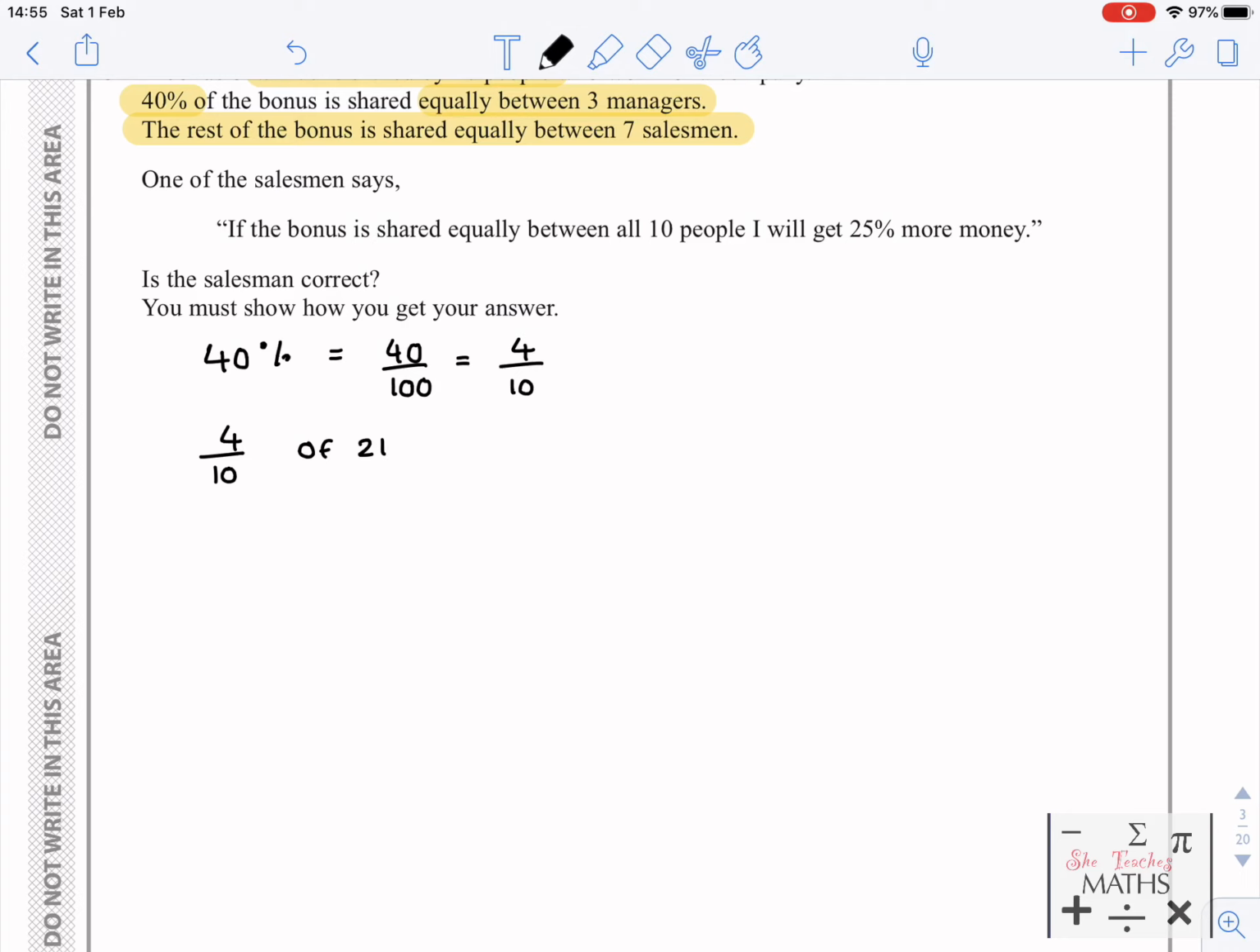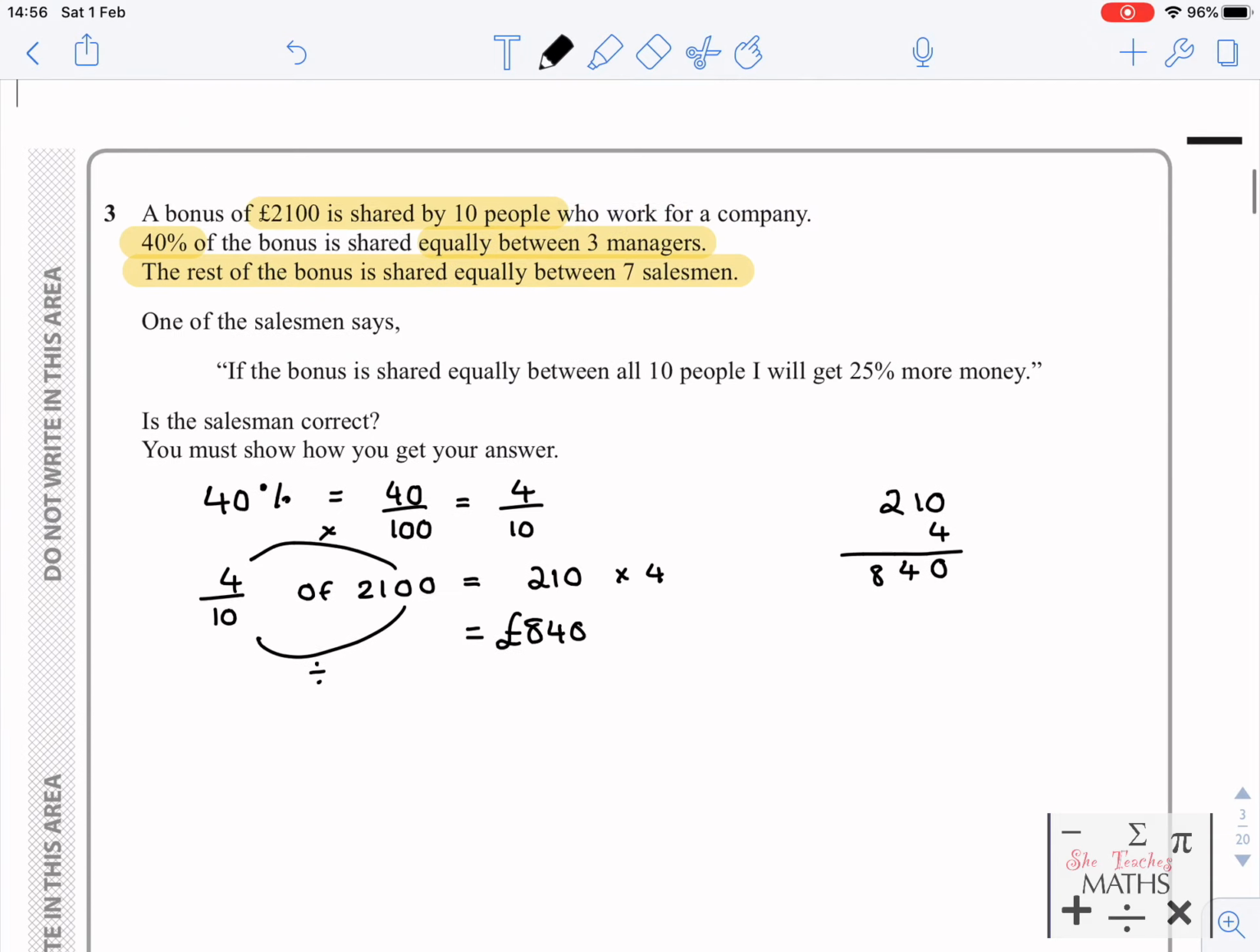of 2,100. To work this out, you've just got to divide by the denominator and times by the top. So you've got to start off by dividing. So 2,100 divided by 10 is 210. And then you've got to multiply that by 4. Since this is a non-calculator paper, you would just need to work this out. So I'm just going to use the column method. So it'd be 0, 4, 8. So £840 is going to be shared between 3 managers.